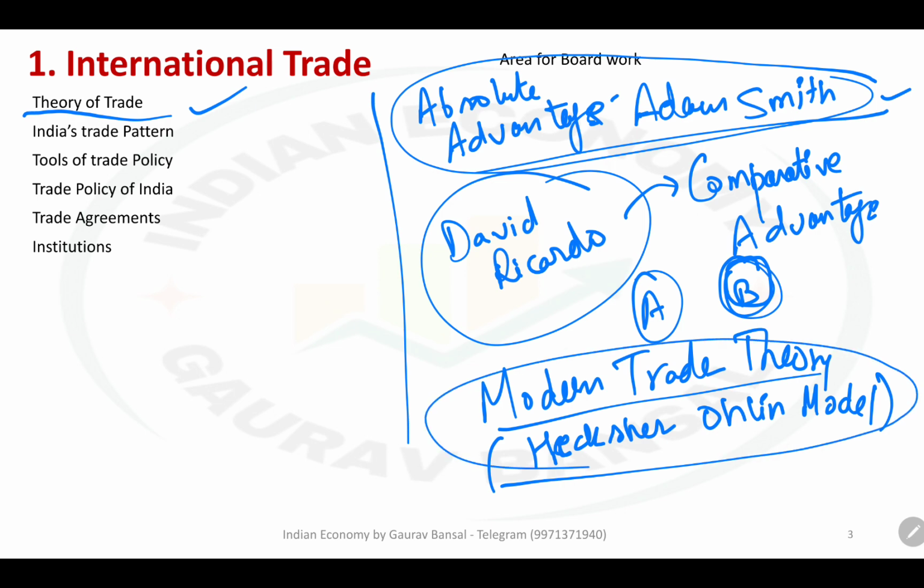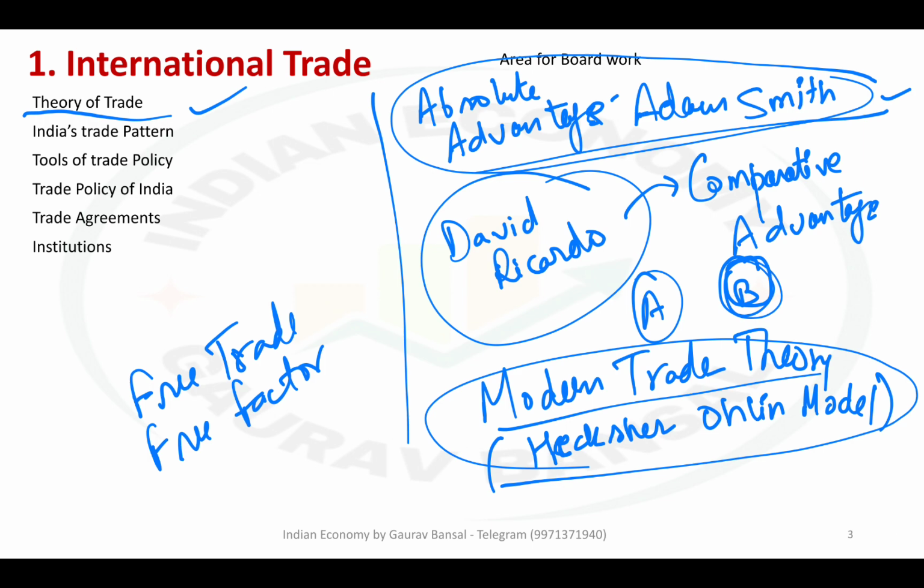Heckscher-Ohlin argued that yes, what Adam Smith is arguing is perfectly correct. That is the foundation. But trade is not only increasing the output, it is also bringing equality. So if there is free trade, products are freely available. Along with that, we have free factor movement. Factors of production are land, labor, capital, etc. So labor can freely move from one country to another.